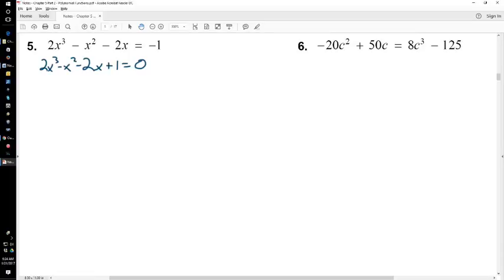So, again, factoring by grouping real quick. Remember, we're going to take the first two and we're going to take the last two. And we're going to divide out what we can to see if we can get the same two factors. So for the first one, I'm going to divide out an x squared. So 2x cubed divided by x squared is 2x. Negative x squared divided by x squared is negative 1. The only thing left over is the negative.